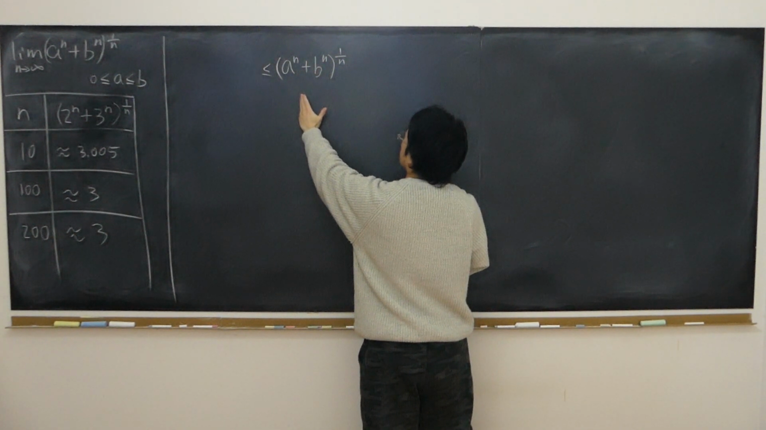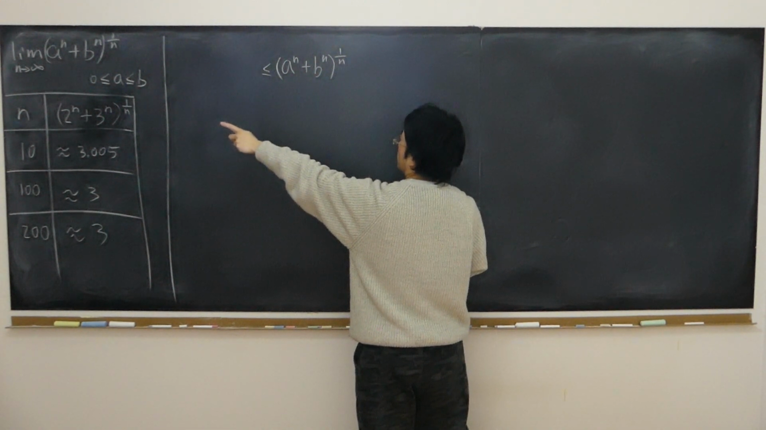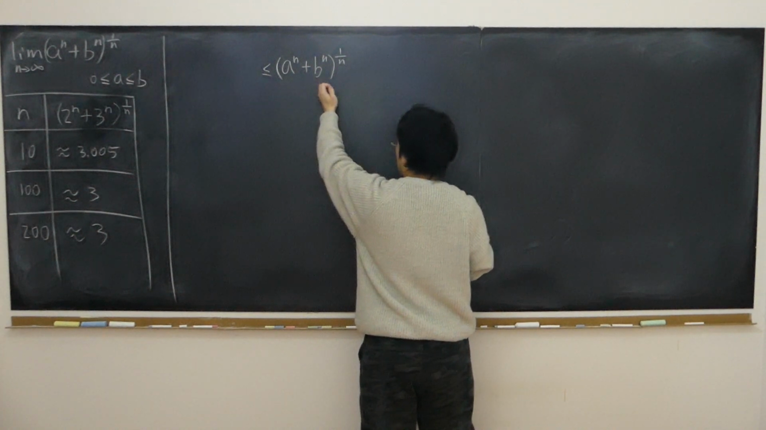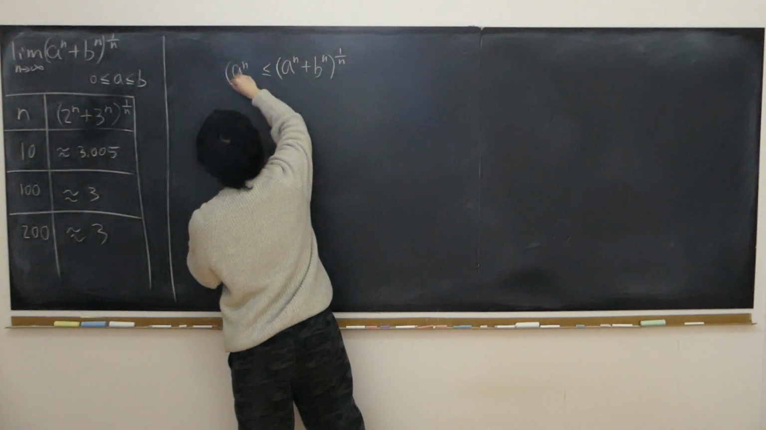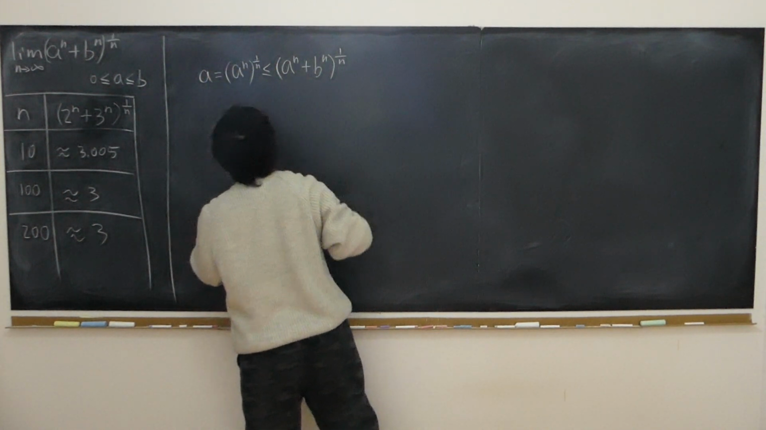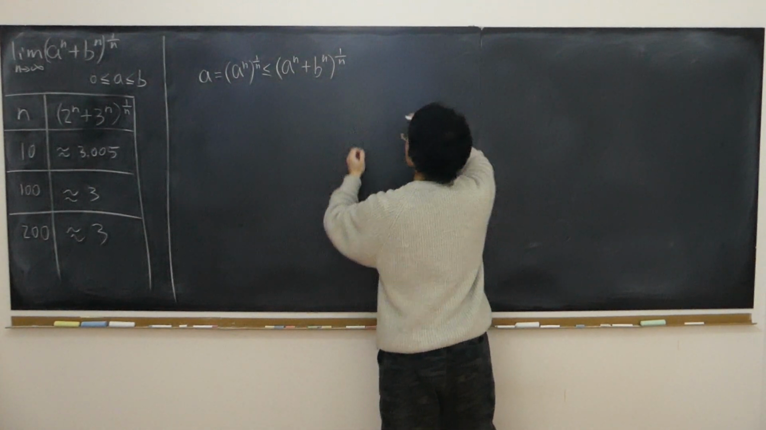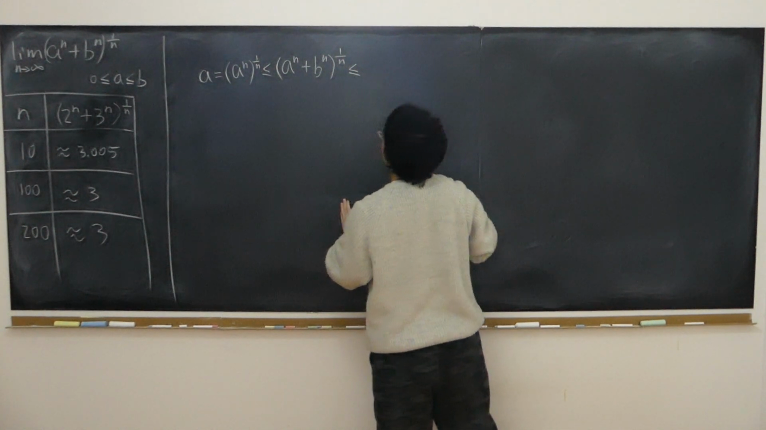Maybe I can just simply get rid of b to the power of n, because b is already larger than or equal to 0. So simply get rid of that. So we're left with a to the power of n, to the power of 1 over n. That is essentially a.